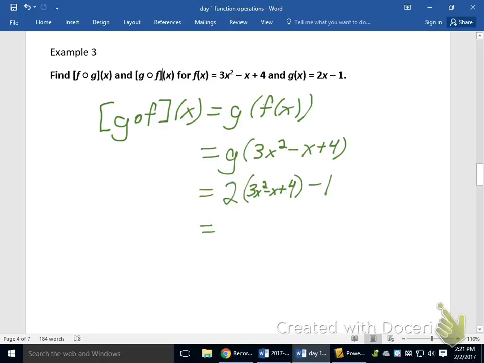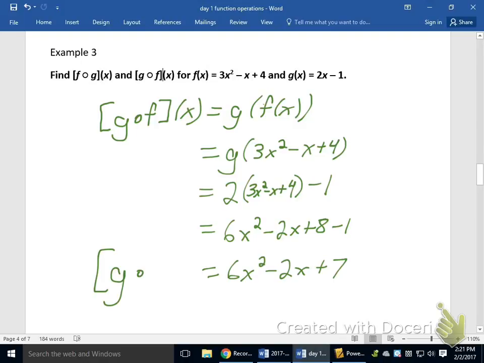Now I'll simplify that down and have my answer. Fortunately on this one, all you got to do is distribute the 2 to the 3 terms there and then combine like terms. So my final answer will be 6x squared minus 2x plus 7 is what g of f of x is. And I'm done.